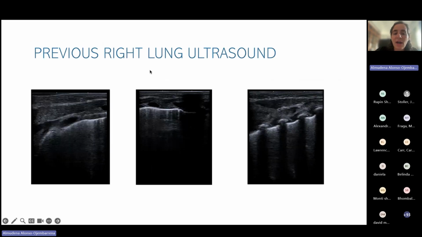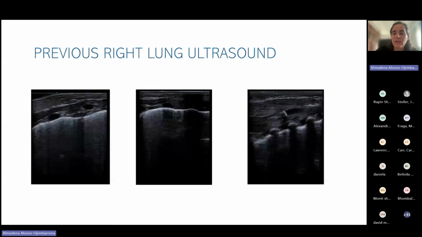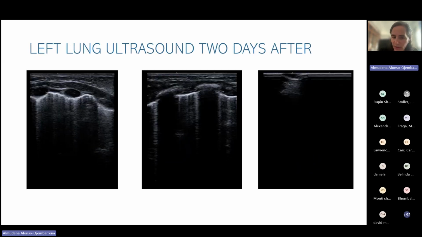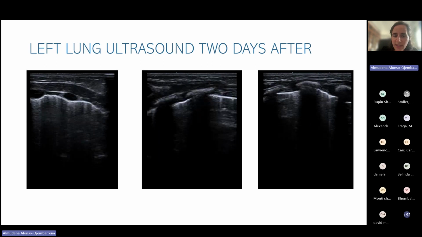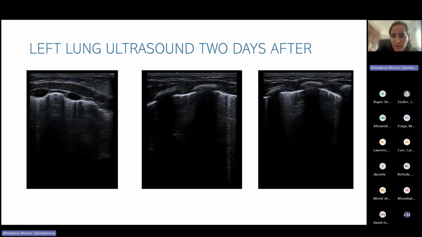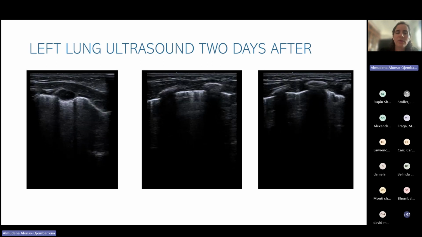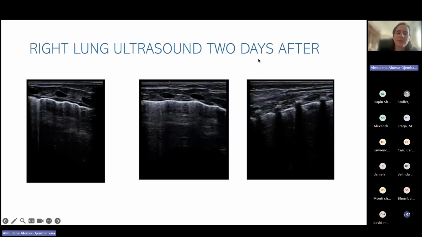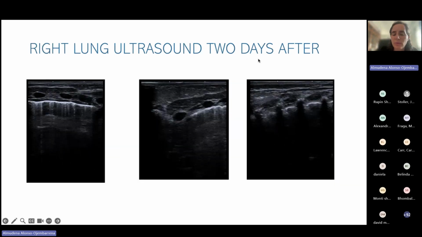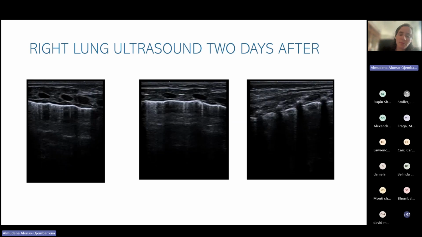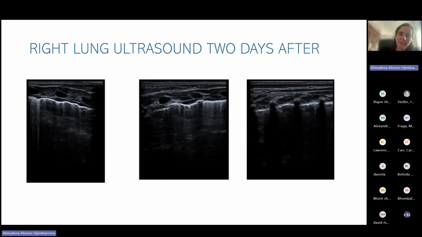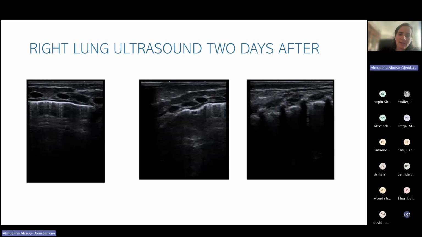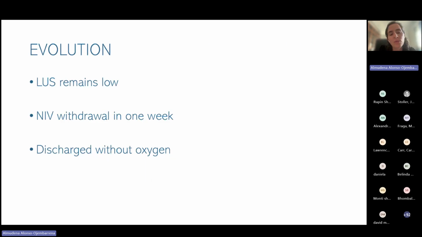However, the attending neonatologist decided to begin steroids in this patient. And you can see the improvement in lung ultrasound score and lung images, both in the left lung just 2 days after, and in the right lung as well. This baby, who, I remind you, had more than 4 weeks of non-invasive ventilation, was able to be weaned in just 1 week, and she was discharged without oxygen.